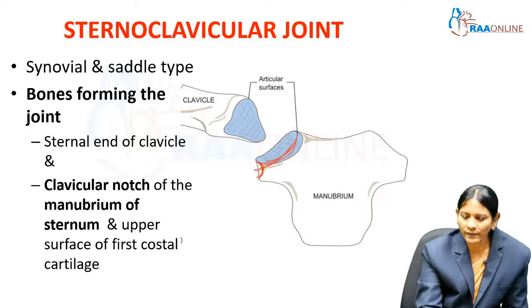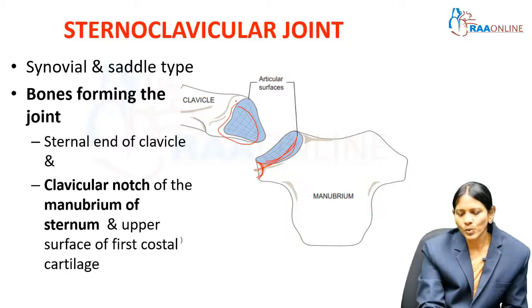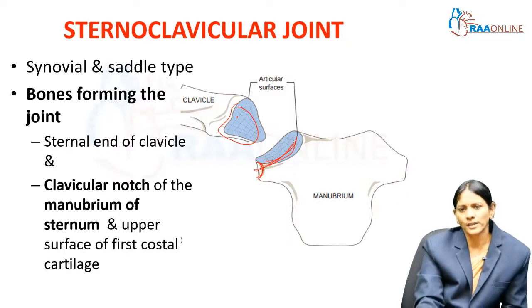With regards to the clavicle, it is the sternal end of the clavicle. So, these two are the articular surfaces for the sternoclavicular joint, and it is a saddle type of synovial joint. So, where there is a minimal movement, that is why it is synovial. At the same time, not too much of a movement also.